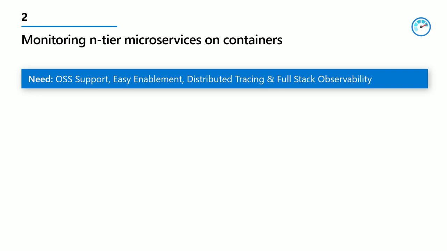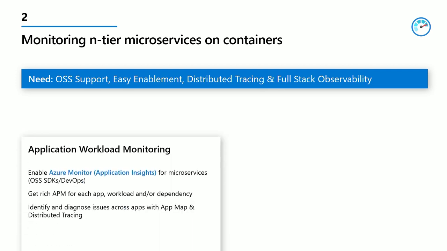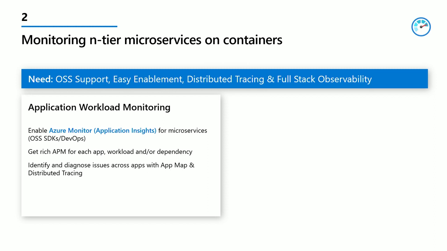You have client load coming in, let's say, from mobile applications or functions or APIs. How do you capture that full stack of information? Broadly, there are two basic aspects that you'll need to take care of. On the application workload side, Azure Monitor provides an Application Insights capability. So you can easily enable that for all of your microservices.